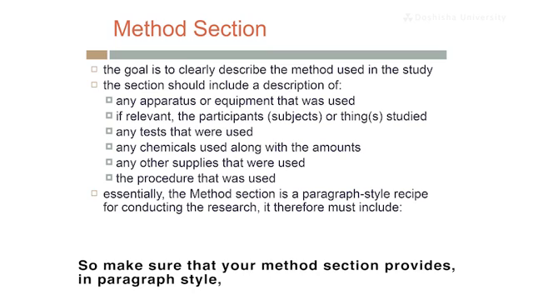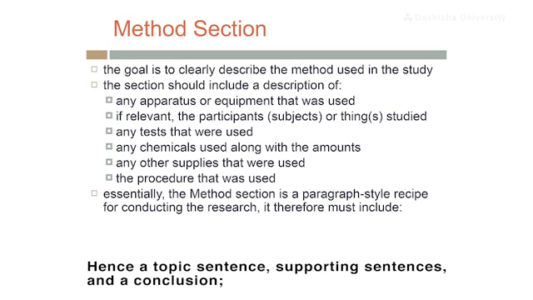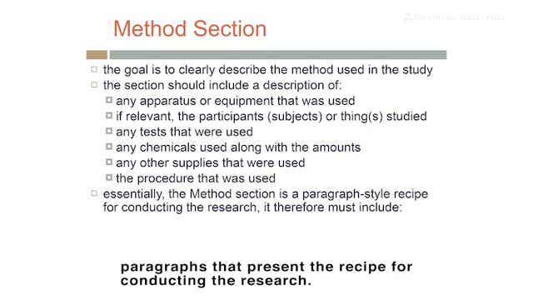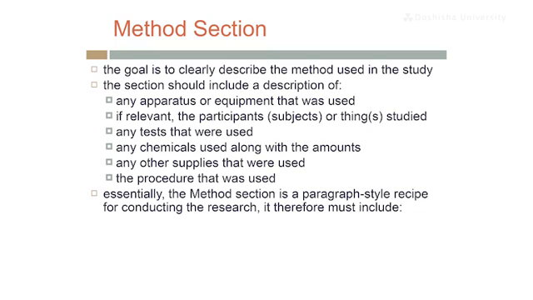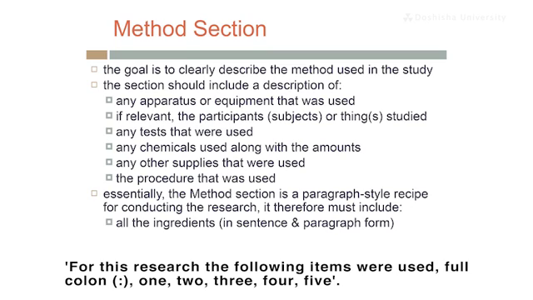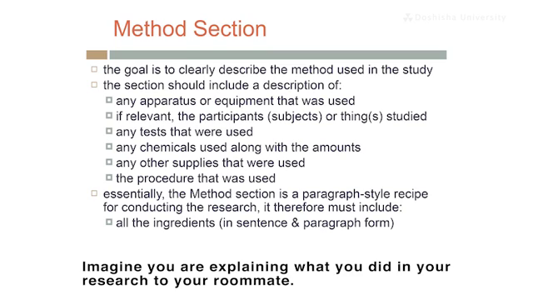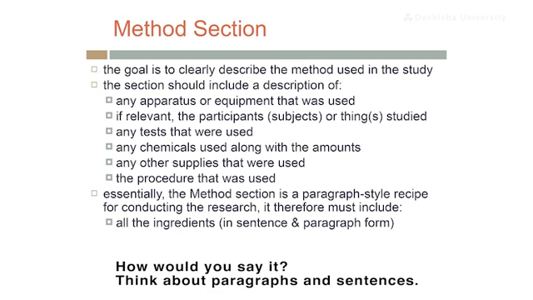So make sure that your method section provides, in paragraph style, this is written form, paragraphs made up of sentences, so topic sentence, supporting sentences, conclusions. So paragraphs that present the recipe for conducting the research. Okay? So it needs all the ingredients, and that again has to be in sentence and paragraph form. It should not just be a list. For this research, the following items were used, colon, 1, 2, 3, 4, 5. No, not like that. Sentences, paragraphs. Imagine you're explaining what you did in your research to your roommate. Okay, how would you say it? Think about paragraphs and sentences.